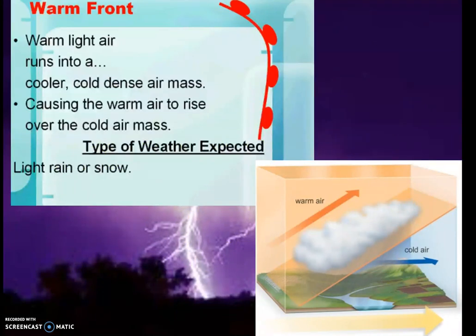So first we have a warm front. This is when warm, light air runs into a cooler, cold, dense air mass. Because warm air is less dense than cold air, it rises up over the cold air mass. That's what you can see right here, the warm air rising up over the cold air. And this typically forms light rain or snow as that warm air rises, cools, and condenses.